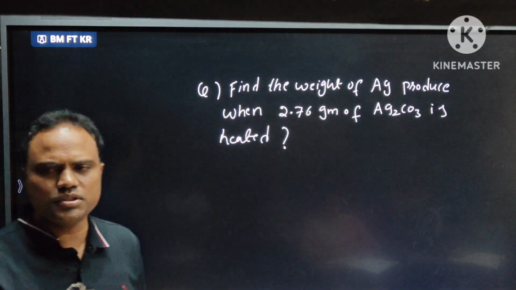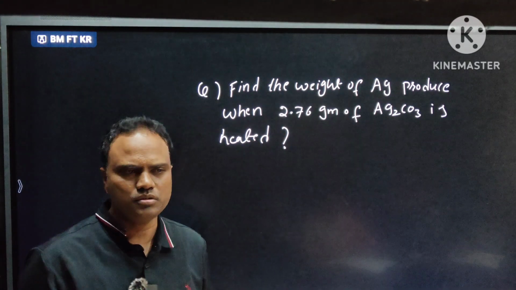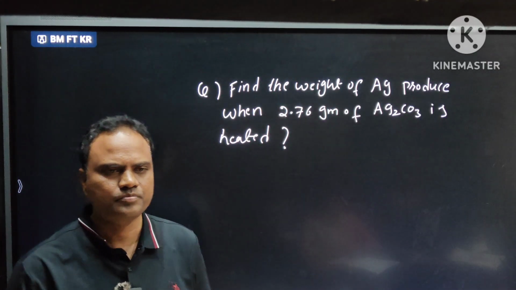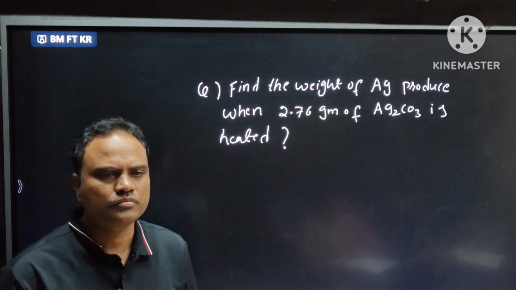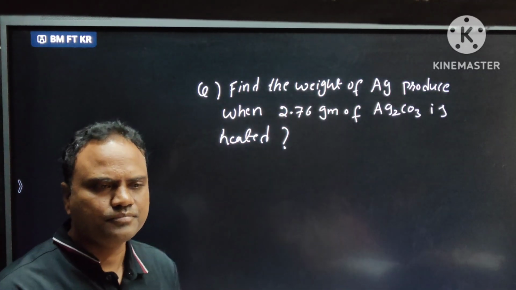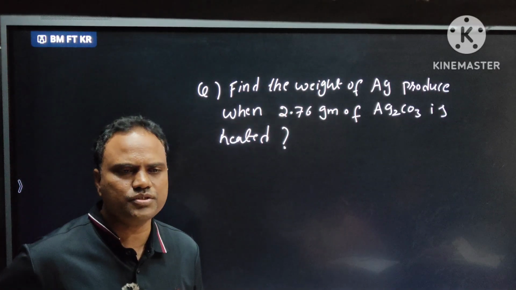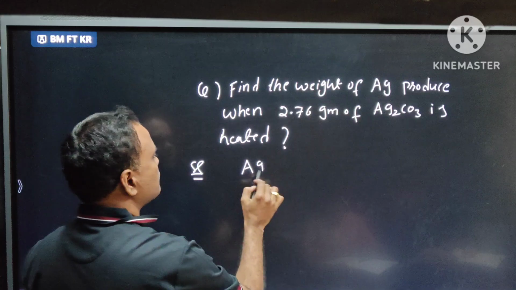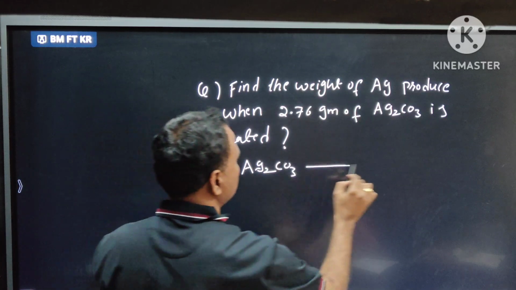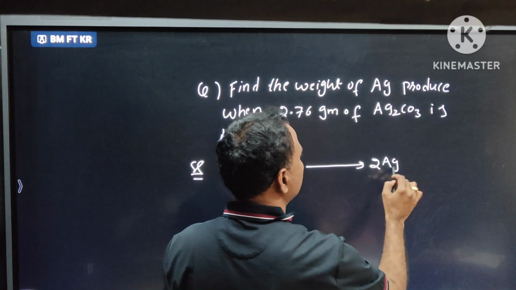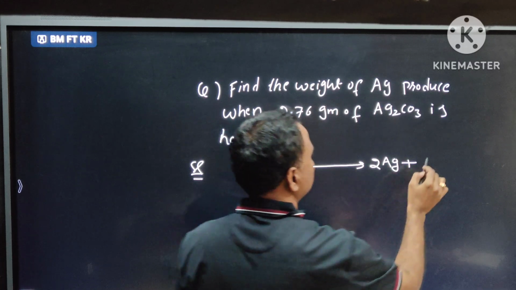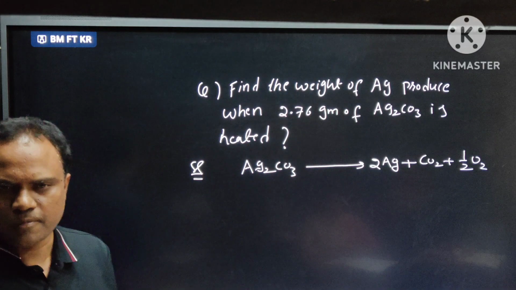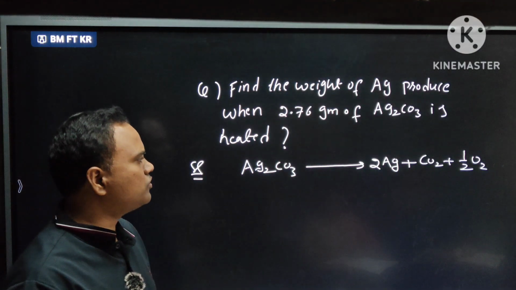I already gave this equation. Once go to the basics. In the beginning I gave it. How does Ag2CO3 dissociate? Ag2CO3 dissociates into 2Ag plus CO2 plus half O2. First of all, tell me the mole relation.